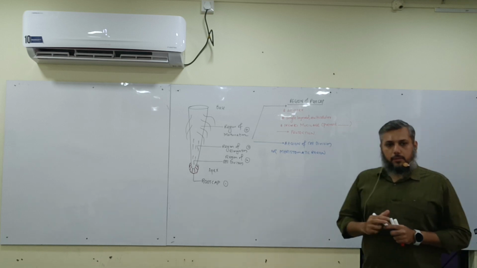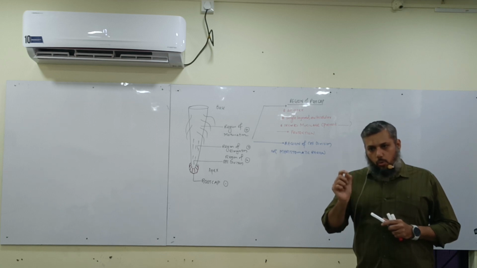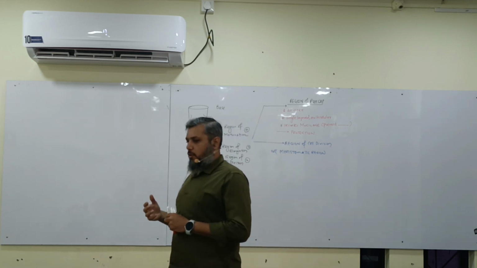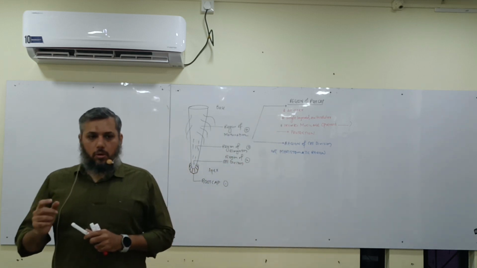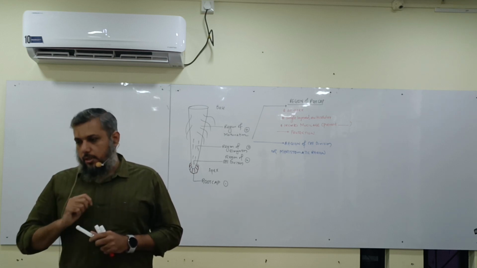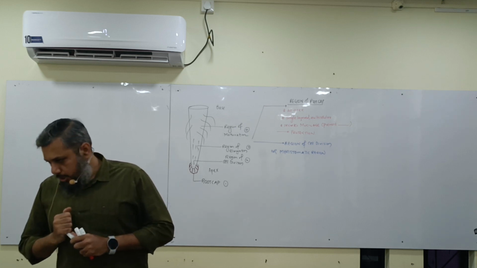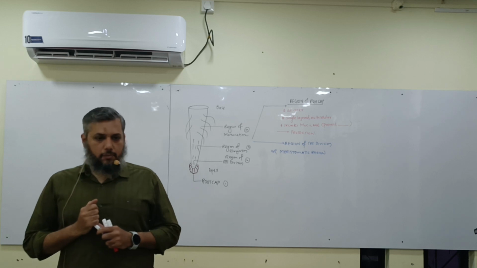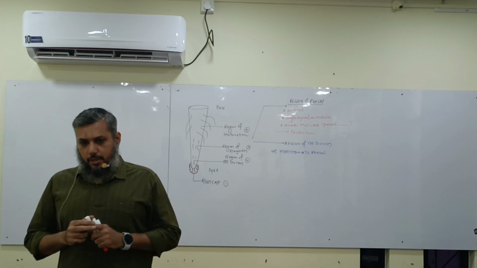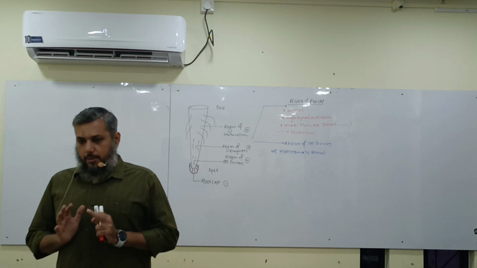Okay, this region is made up of young, thin-walled, undifferentiated cells. The cells are young, meaning newly formed. They are thin-walled, meaning they show the presence of only the primary cell wall, not the secondary cell wall. Okay? And they are undifferentiated cells. Meaning all the cells are the same.